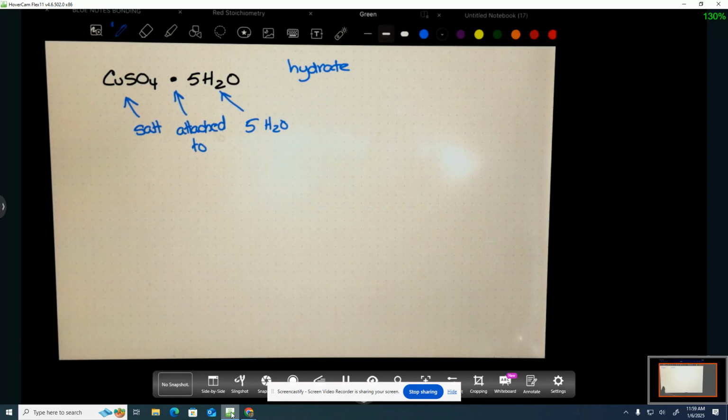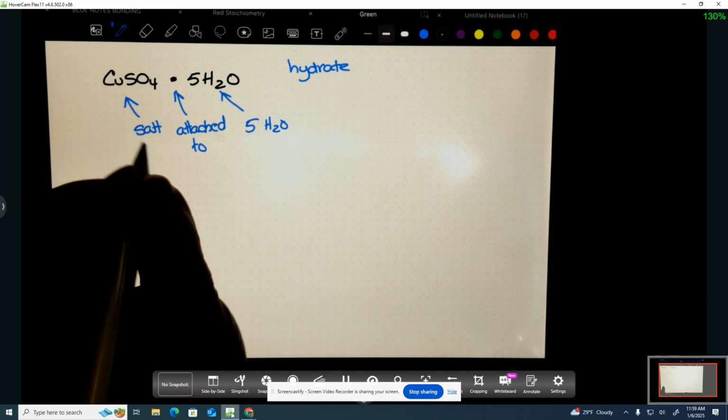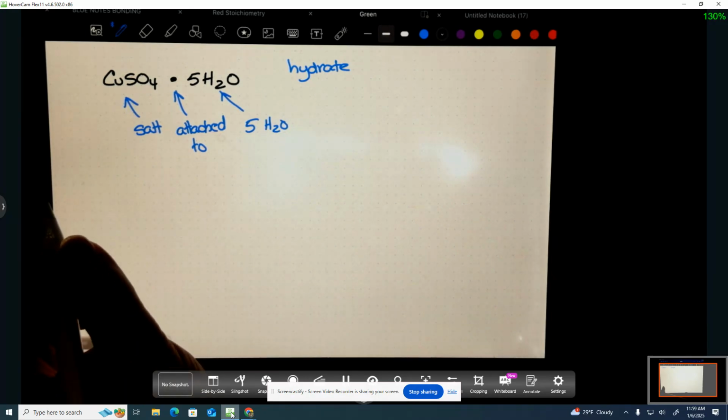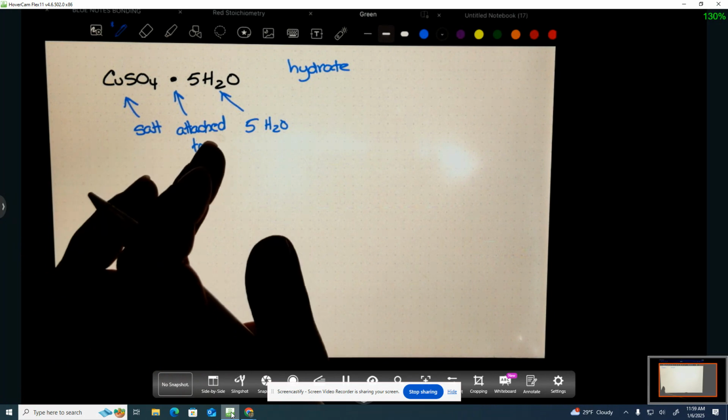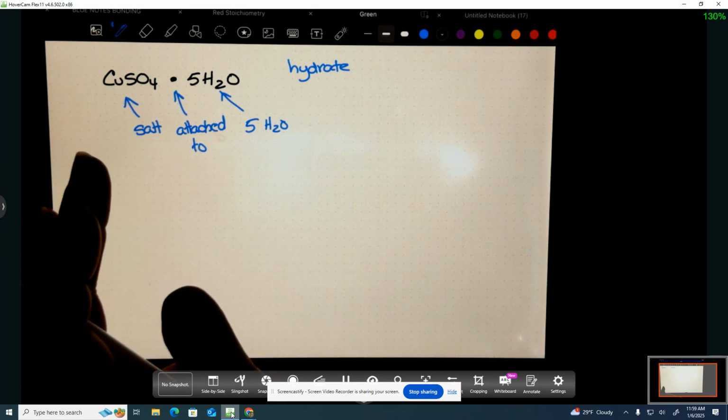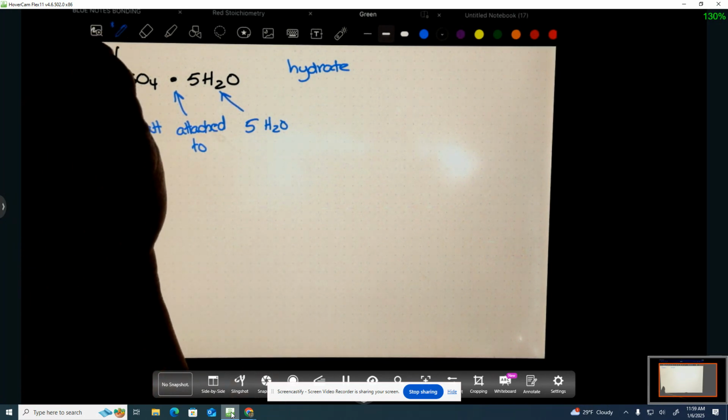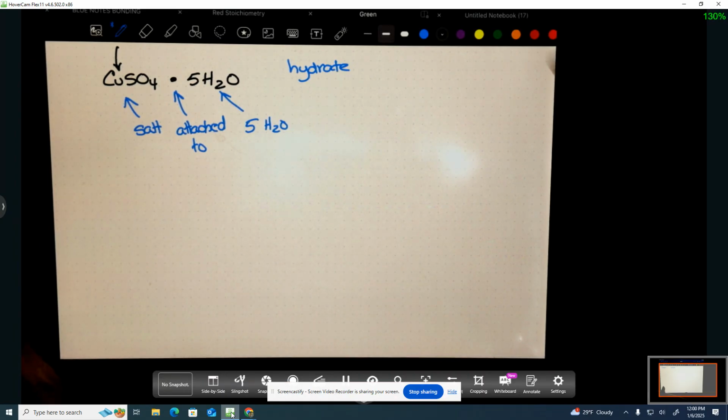What's the name of that? Copper. Copper 2 sulfate. Okay? What do you find in salts? Salts are a metal and a nonmetal, or a metal and a polyatomic ion. They are ionically bonded. There's an ionic bond right here between the copper and the SO4. How do you know it's two?